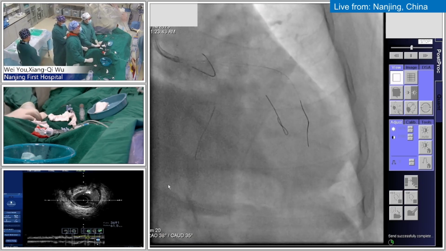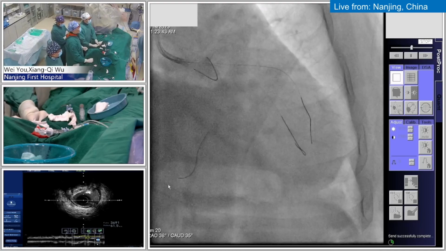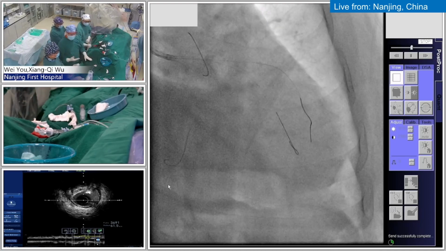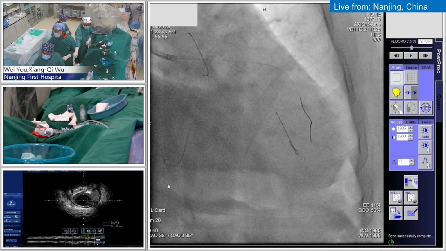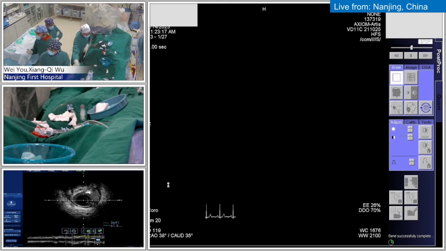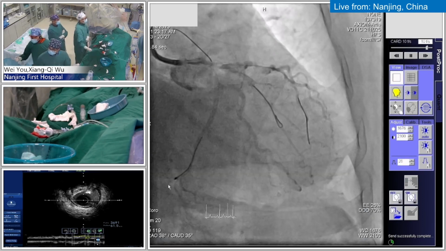So just as you see, flow is also good, right? Okay, give me the stent. Yeah. Please. So there are some questions regarding obtaining best long-term results.